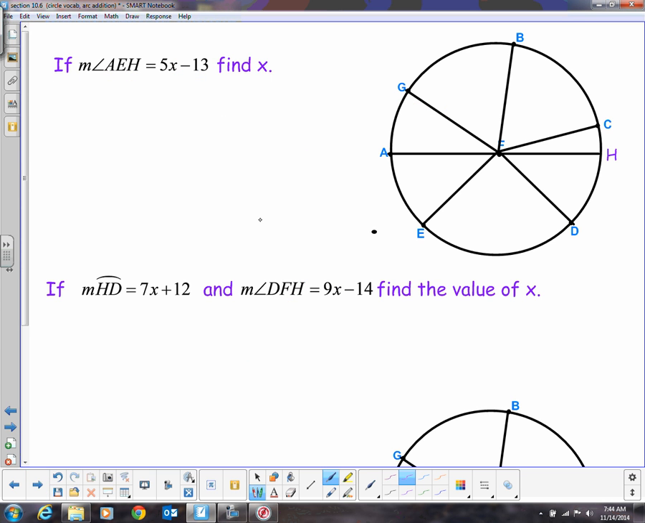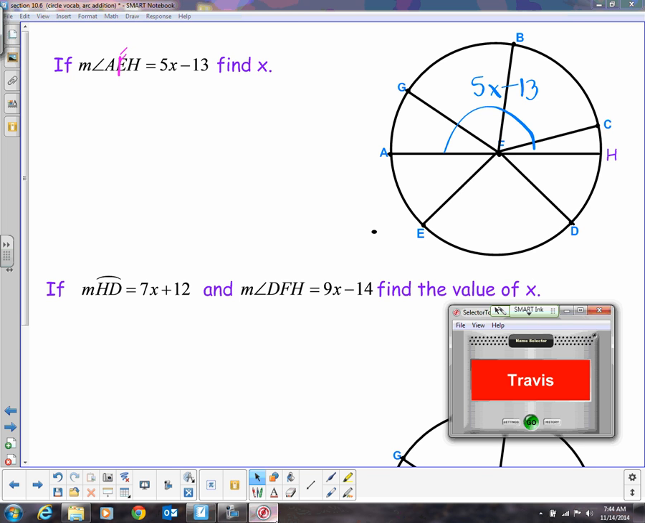All right, angle AEF. This angle is 5x minus 13. That means from here to here is 5x minus 13. My question to you is, what would its equation be?